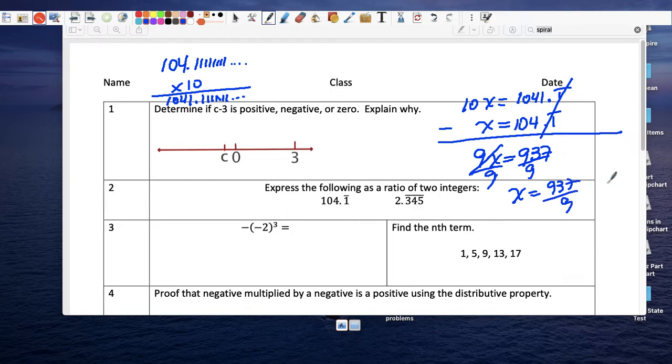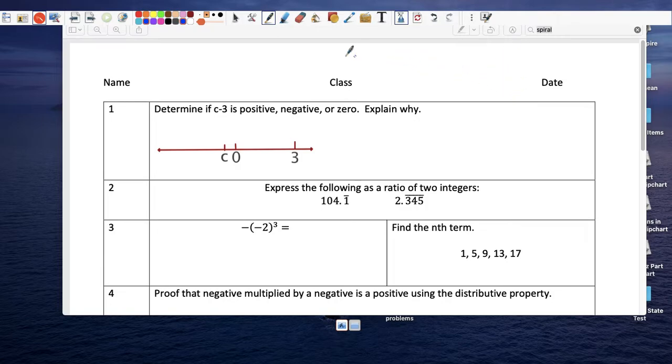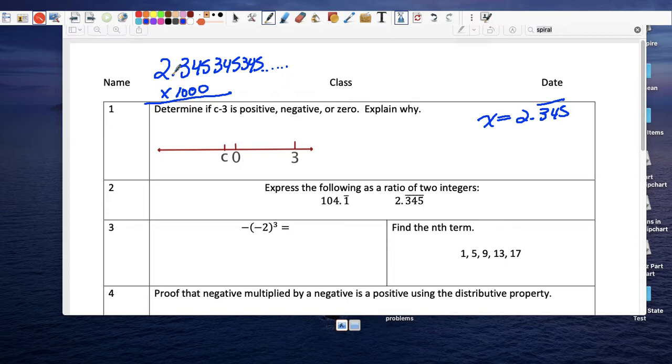If you want to change it to a mixed number, you can. We don't have to right now. Okay, so that's that. The second one, 2.345. Again, let's look at that: 345, 345, 345. That's what that looks like. So x equals 2.345 bar notation. We're going to multiply that by 1,000, because multiplying by 1,000 is going to move this decimal 3 places to the right. So my answer is going to be 2345.345345345, etc.